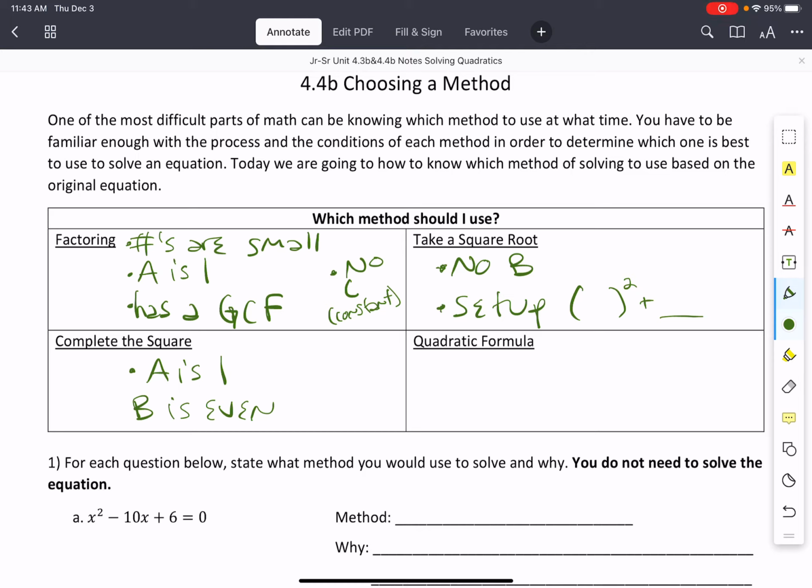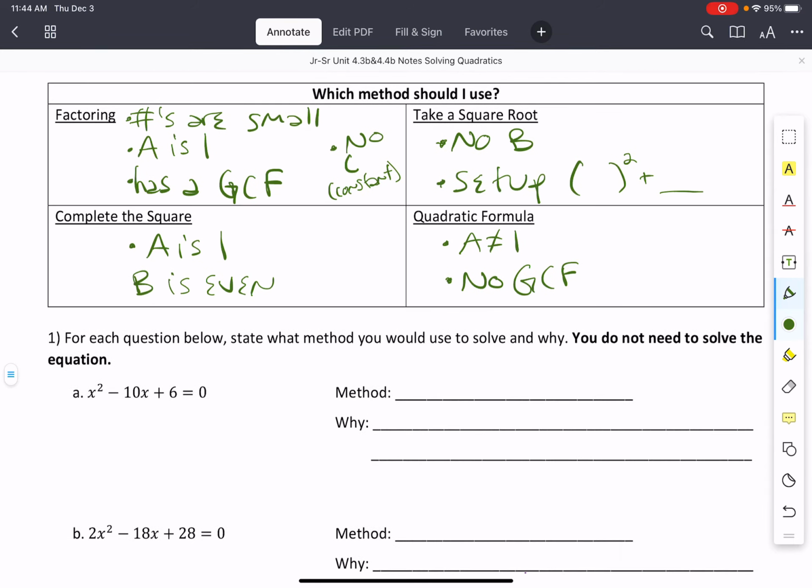And then quadratic formula is going to be the other situations. So anytime A isn't 1 and there's no GCF, okay? So again, we're not learning a new method today. What we're going to talk about is how do I decide which method is going to be the easiest for me to use to solve it, okay? Questions so far?